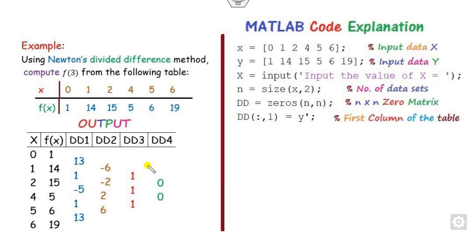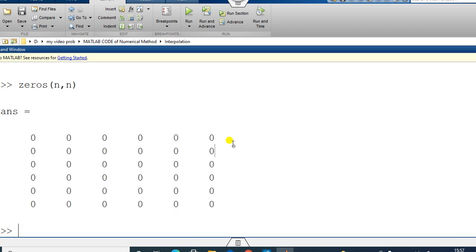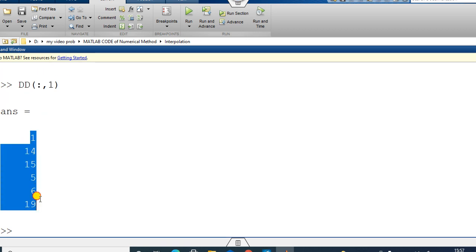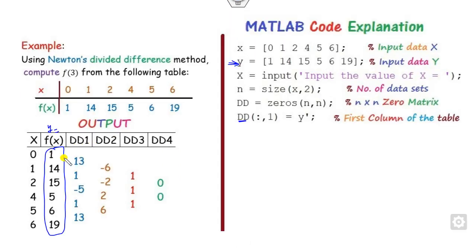How can we fill them? So I can construct this table. The first value is my y, so I can save this value in the first column, that is y. Because y is written in the form of a row, I can transpose it here. If you write these values in the MATLAB file here, look at that, it will give you the first column 1, 14, and so on, like here.